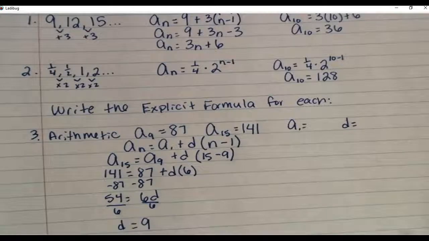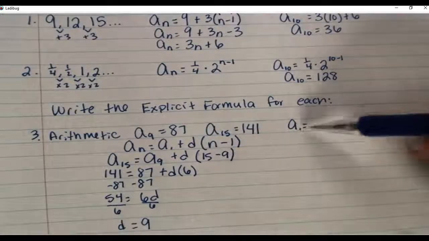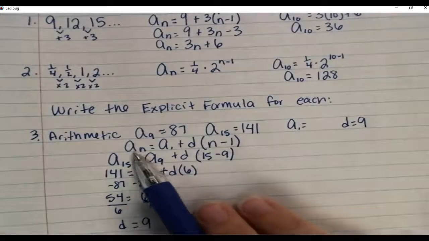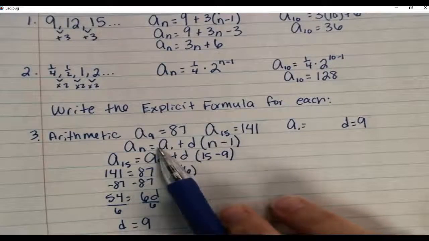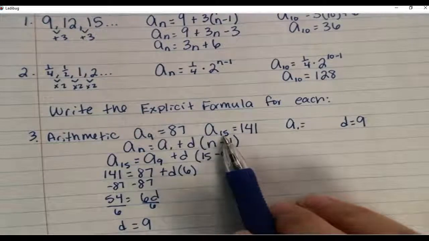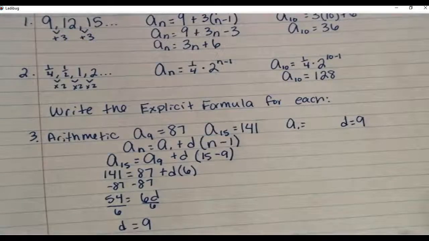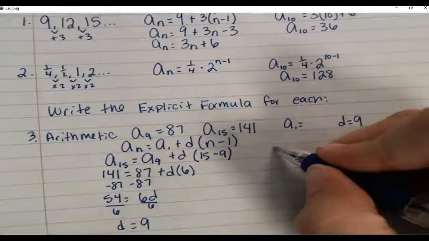Questions on that? Okay. So we have our common difference. We still need our A1. So now what I'm going to do is I'm going to use our explicit formula again and let A1 be my unknown. So now in this case you can use A sub 9 or you can use A sub 15. It doesn't matter. Either way, you're going to get the same answer. Okay? So let's use our A sub 15.